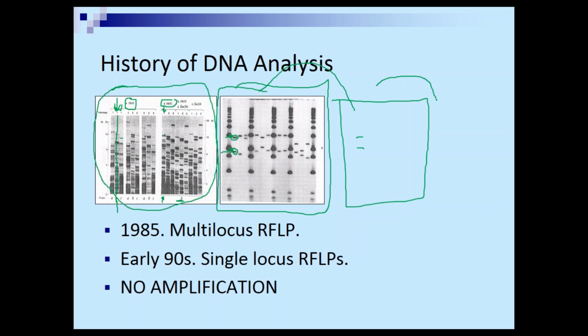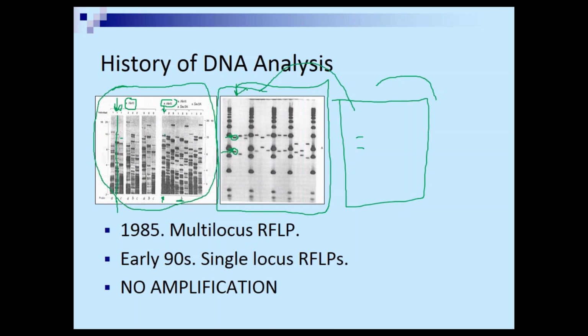All right. The big problem with this type of early DNA analysis is that you took the DNA that was present in the sample, you chopped it up, but you weren't amplifying it. So if you had a very small sample, degraded sample, the bands on this gel may be so faint that you couldn't see them, and therefore the analysis was not possible. Okay, so it wasn't very sensitive.